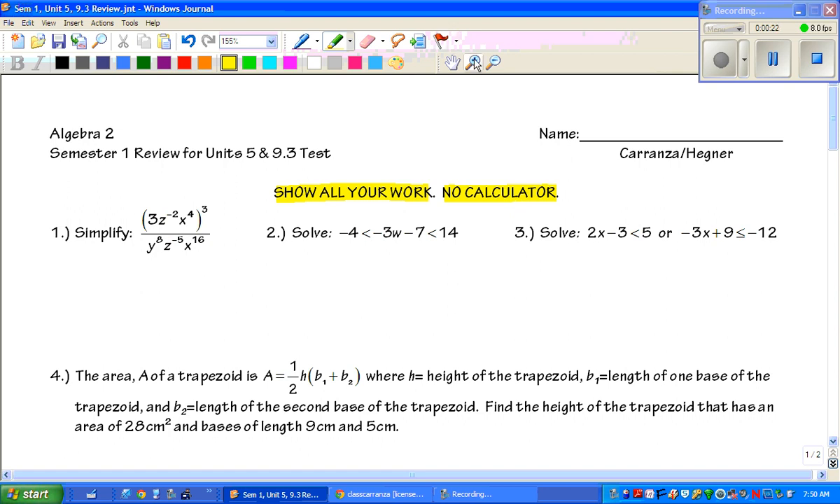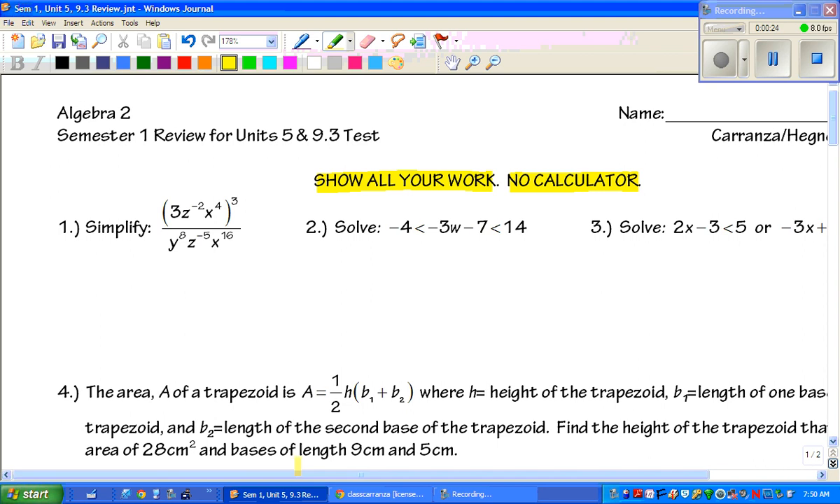Alright, let's go ahead and get started with problem number 1. Now, once you look at this, the first thing I notice is that guy up top. When the exponent is outside the parentheses, we need to distribute that to everything. And that 3 right there actually has a 1. So when we do that, all of the bases stay the same, but the exponents change. 3 to the 1 turns to 3 to the third.